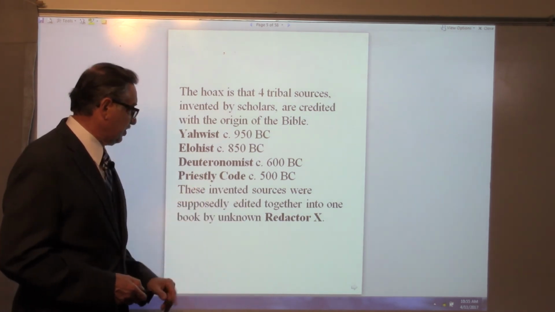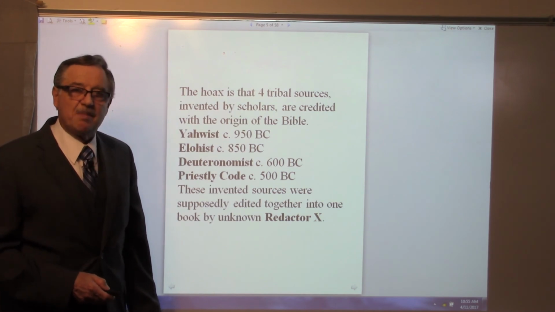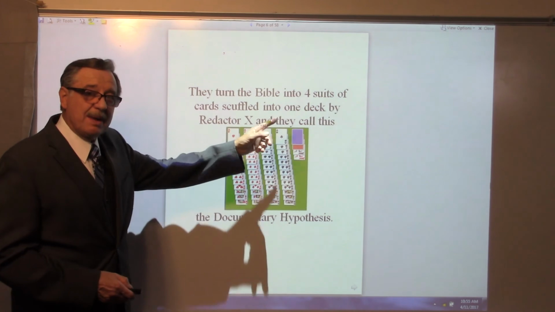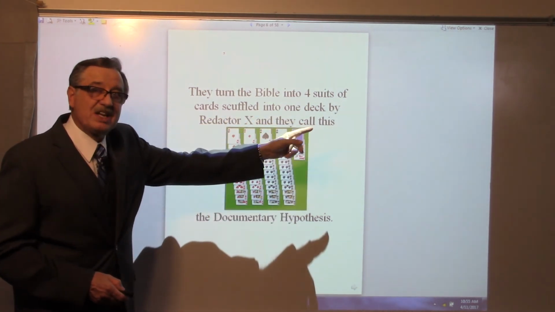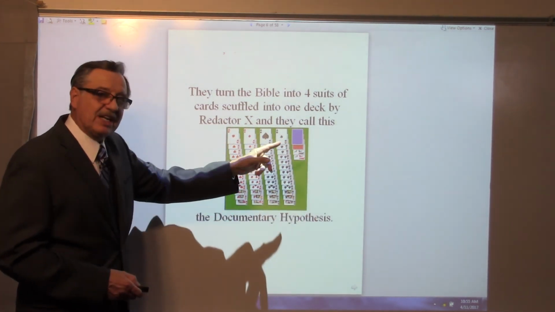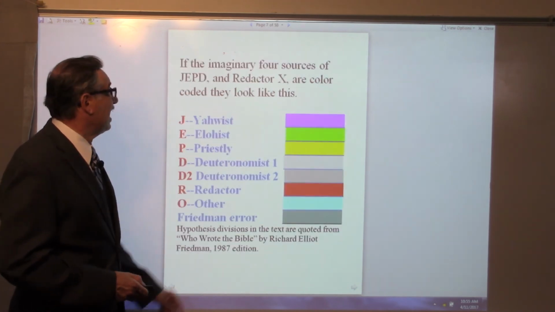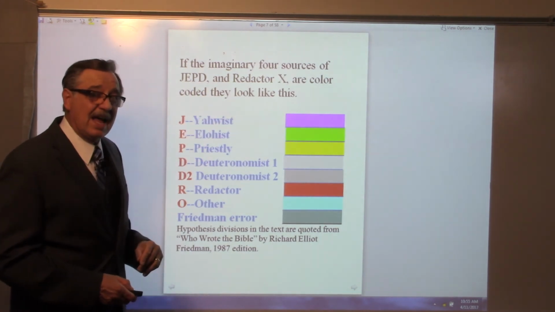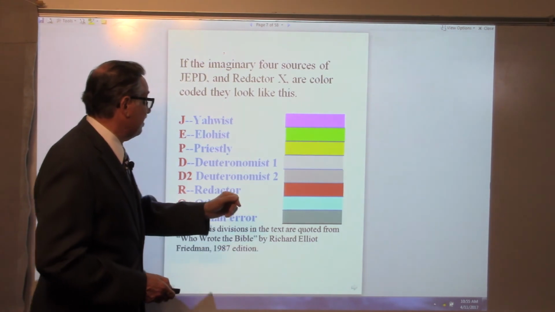These invented sources were supposedly put together into one book or document by Redactor X. They turned the Bible into 4 suits of cards shuffled into one deck, or shuffled into one text by Redactor X, and they call this the documentary hypothesis. The imaginary 4 sources of JEPD and Redactor X are color-coded like you're seeing here on the screen.